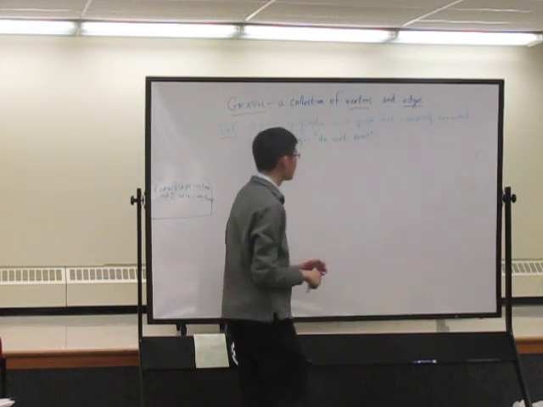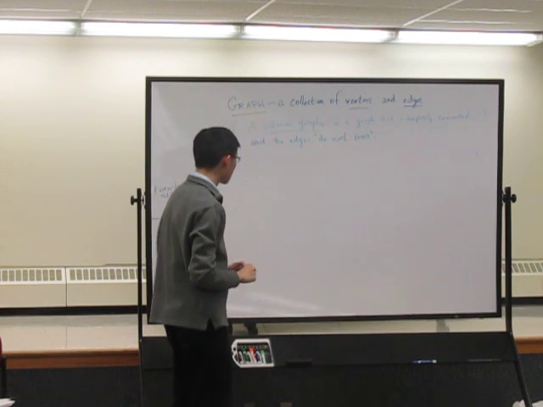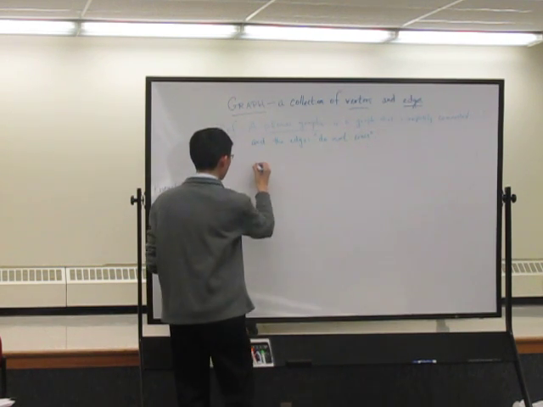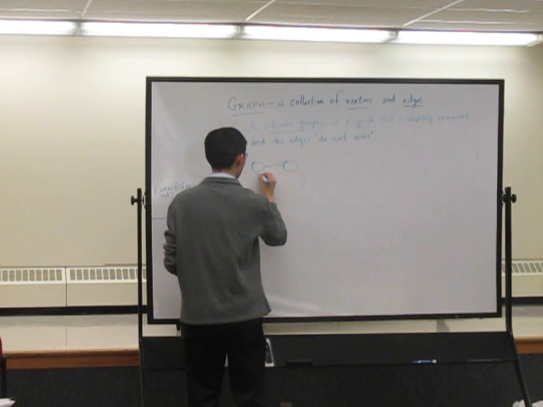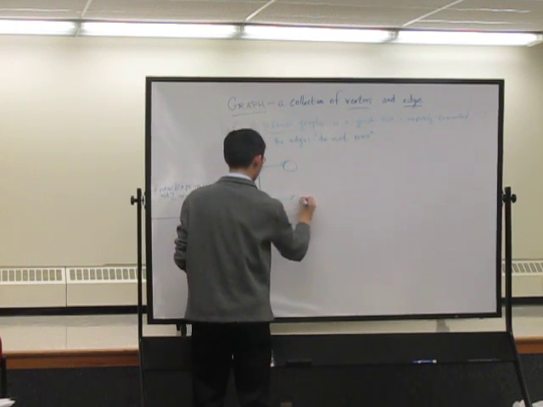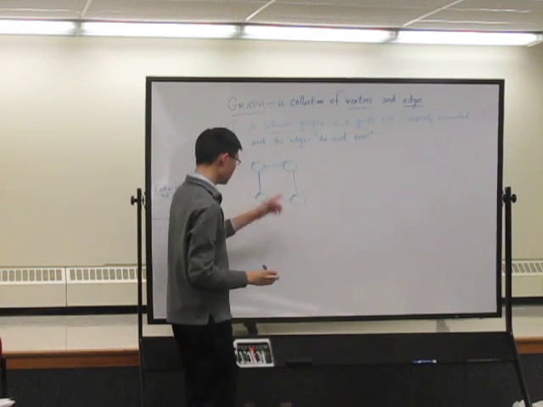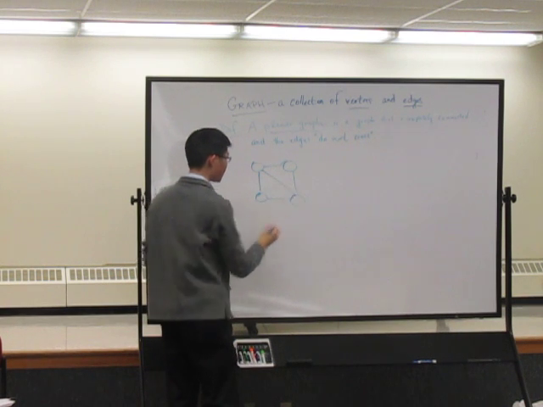What does that mean? Edges do not cross. That means that if we were to draw a graph, this is a planar graph. This is a planar graph.